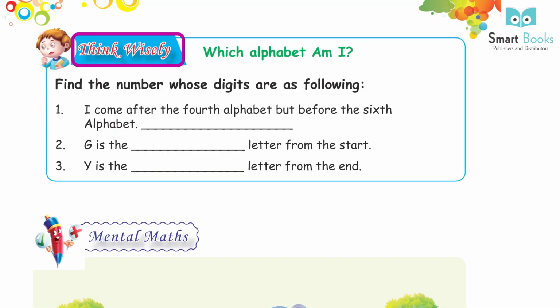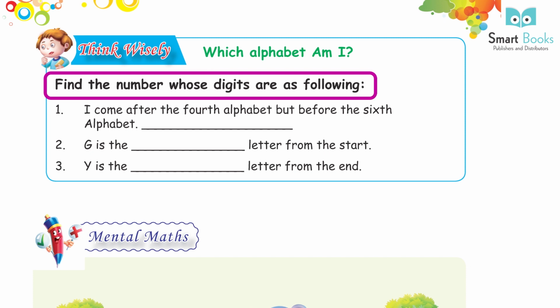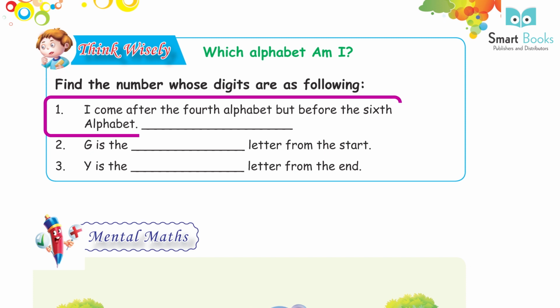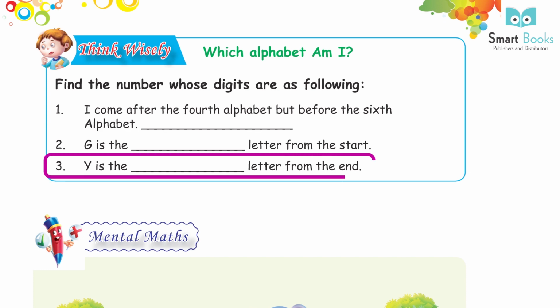Think wisely. Which alphabet am I? Find the letter whose clues are as follows. 1. I come after the fourth alphabet but before the sixth alphabet. 2. G is Y dash letter from the start. 3. Y is the dash letter from the end.